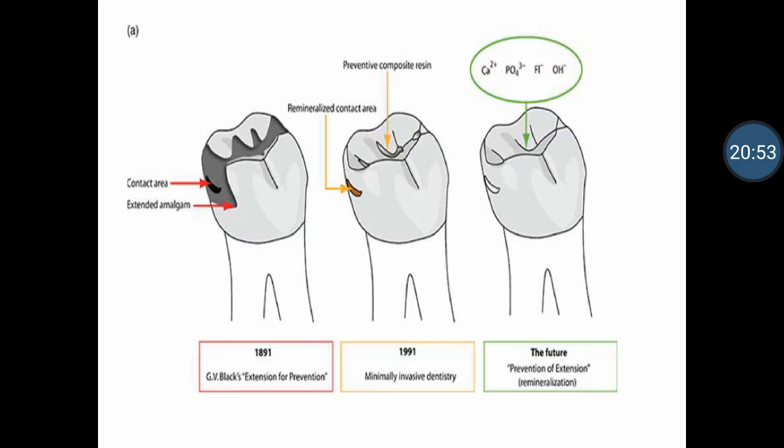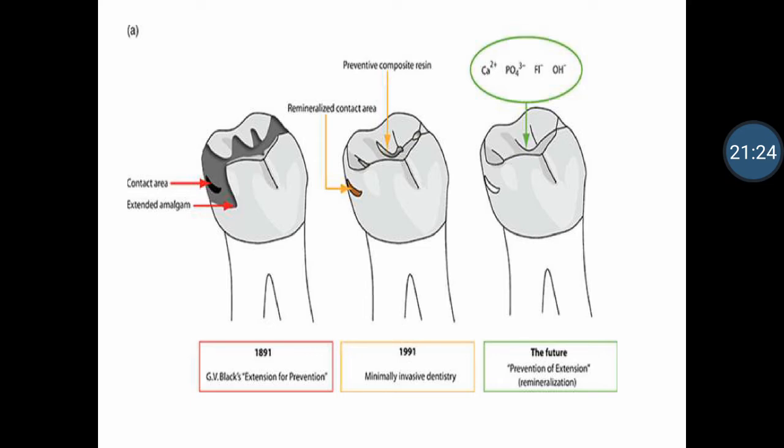So, here comes this slide. With this slide, I will conclude this topic, caries prevention. This is very important in the history of how we have moved from extension for prevention, which was proposed by G.V. Black in 1891, to the current state where prevention for extension is advised. So, if you see these three pictures, in the first picture we will usually extend the cavity outline in order to prevent further formation of the caries.